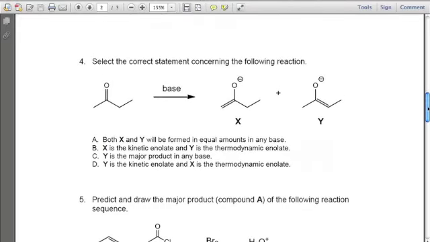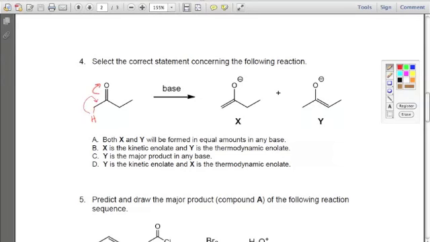Okay. So 4, select the correct statement concerning... All right. So again, let's see how you can get to both product X and product Y. To get to X, you needed to remove this hydrogen, donate those electrons, and push up. To get to Y, you would take hydrogen from here, donate those electrons, and push up.